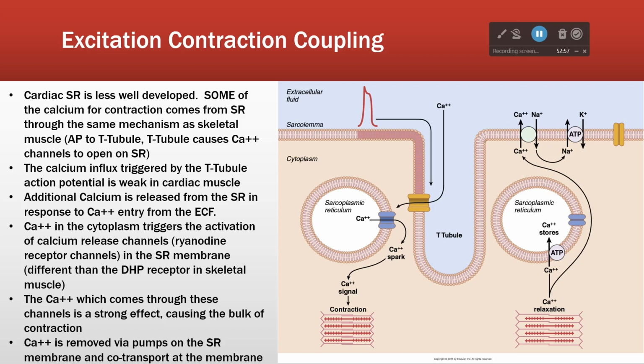All right, so it's a two-step process. Calcium comes in from the outside. That calcium then triggers the release of additional calcium from the SR. If calcium doesn't come in from the outside, there's no calcium release from the SR. Do you see the difference? Very different than skeletal muscle, where it all comes from the SR. Here it's coming from the extracellular fluid.